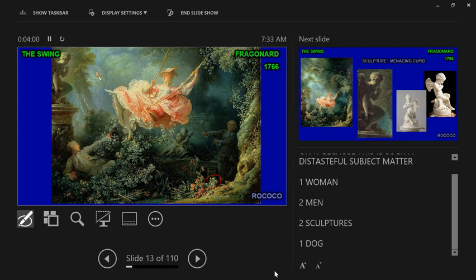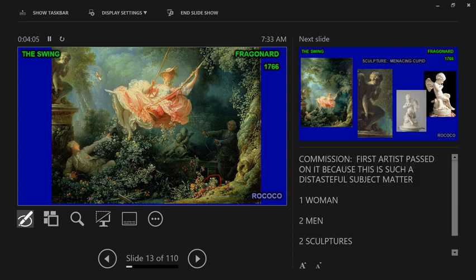All right. Now, the story behind this commission is that, by the way, this is a very distasteful painting. It's a very crude painting. It's one of my favorite paintings, but it's in poor taste. All right. So a guy wants to commission an artist to paint this picture. So he approaches one artist, describes what he wants, says, I want a girl in a swing. And then the guy is swinging her from behind. And then we have another guy in the bushes looking up at the girl.